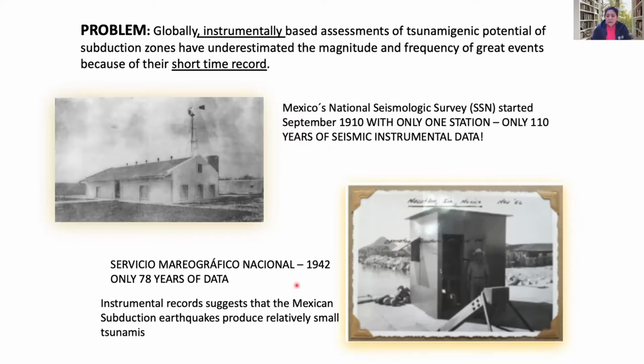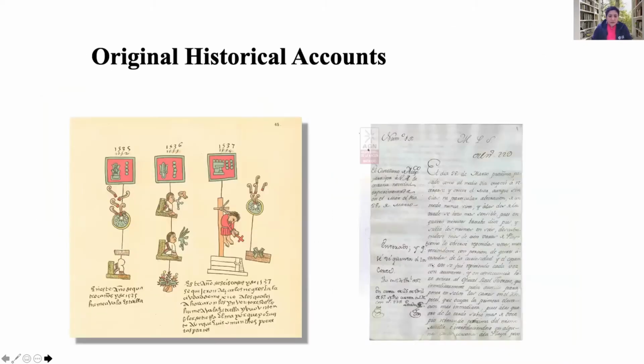And then the tide records in Mexico are also very short. The first tide record station started in 1942, and that was on the Gulf of Mexico, which is not a Pacific coast and has no earthquakes. So this is a problem. So we had to rely on original historical accounts. And the historical accounts in Mexico go back prior to the arrival of the Spaniards and the colonial time in Mexico. That was in the 1500s.